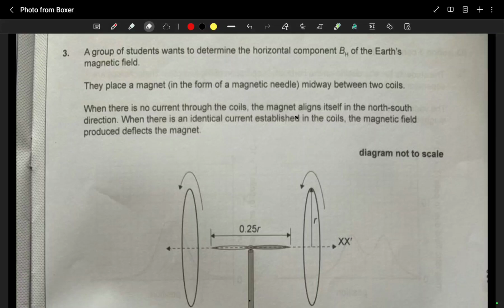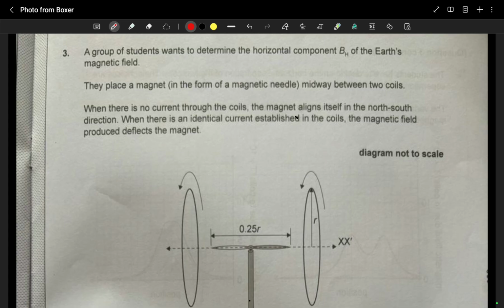So in this video, we'll be solving question number 3 of IBDP May 2025 Physics question paper 1B. This is a question which most of the students found problematic. So let us solve it. Just before solving, let me give you some idea of it.